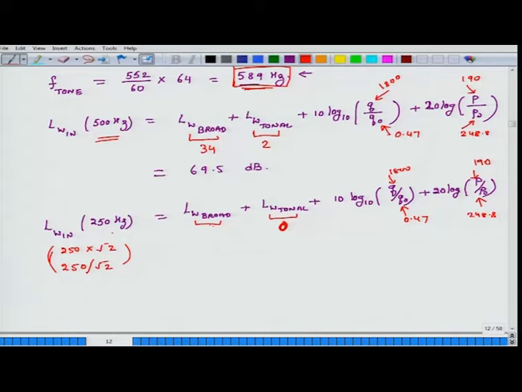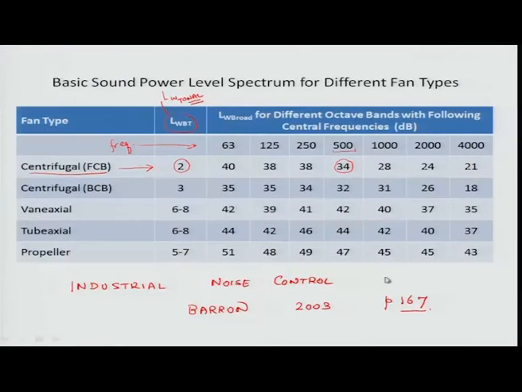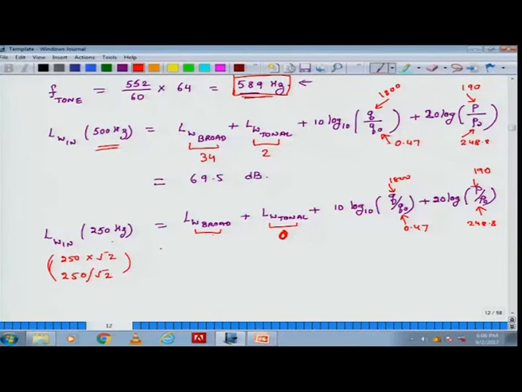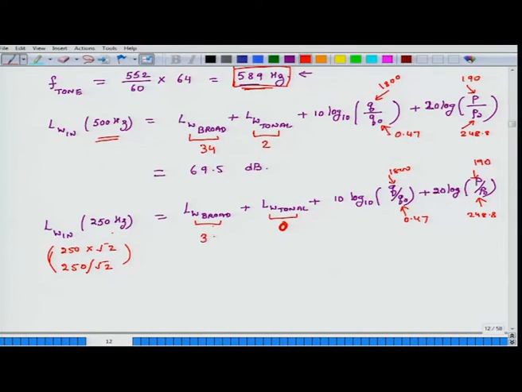And what is LW broad? We go back to our table. What is our central frequency? 250 hertz. So LW broad is 38 decibels. So now I go back. This is 38 decibels and this is 0. Now if I do all the calculations and add up everything else, what I end up with is 71.5 decibels. Okay. So this is LW in.